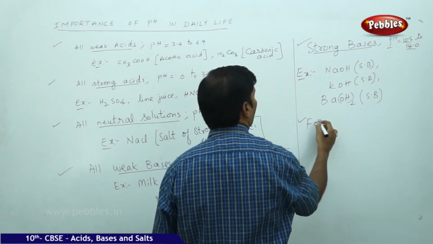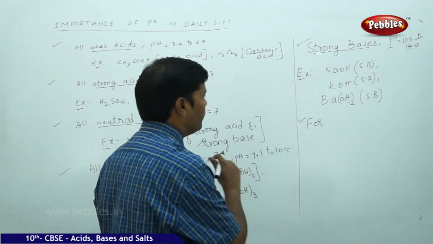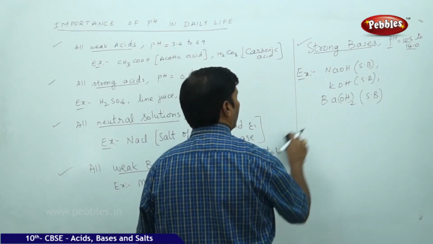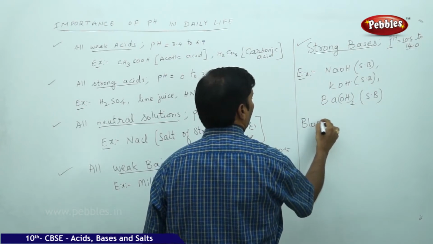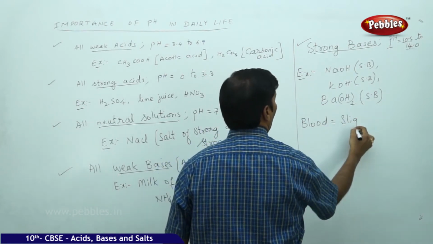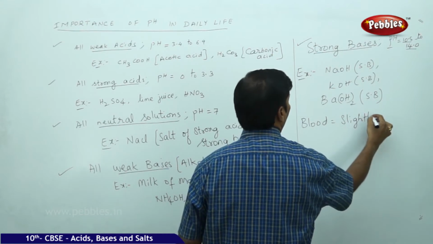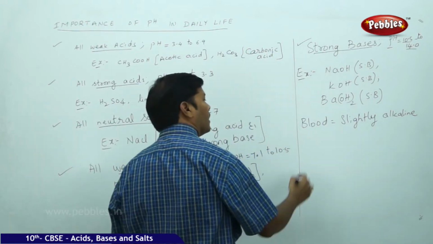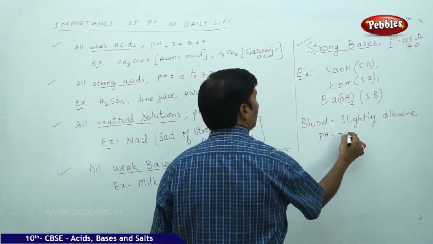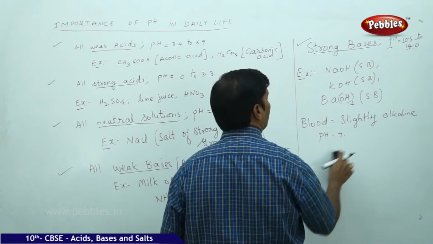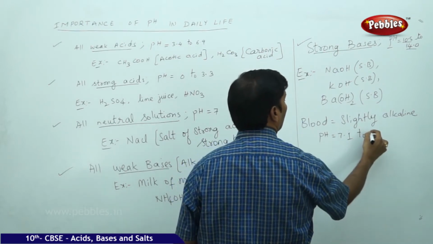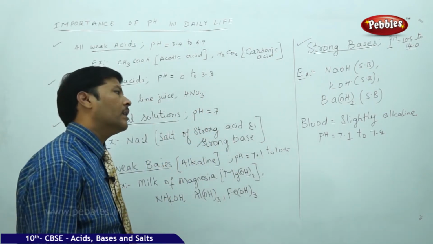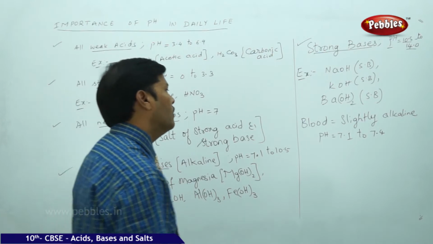Lastly, for all neutral solutions, pH is equal to 7, which we have already taken. For example, if you take blood, it is slightly alkaline. Blood is always slightly alkaline, and its pH is from 7.1 to 7.4.